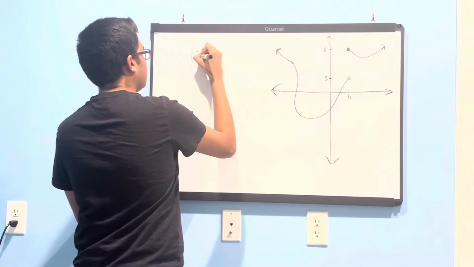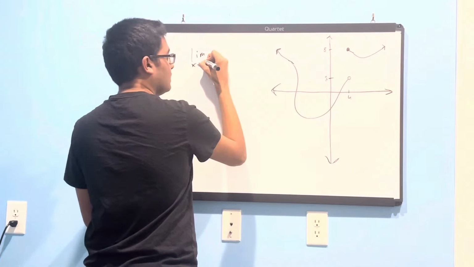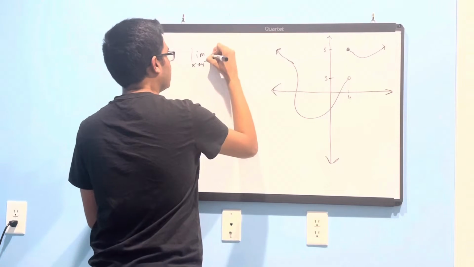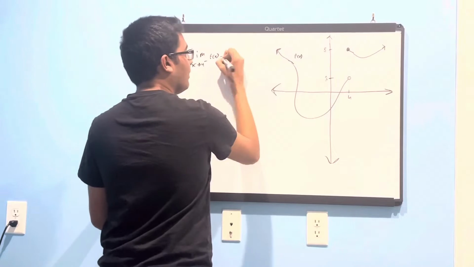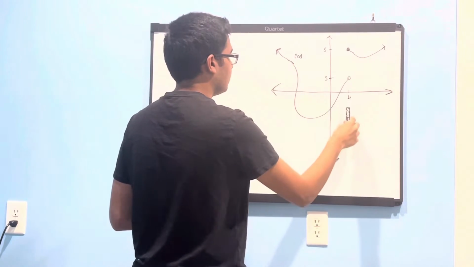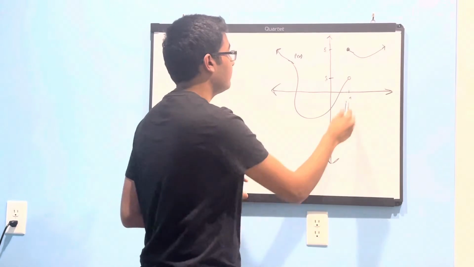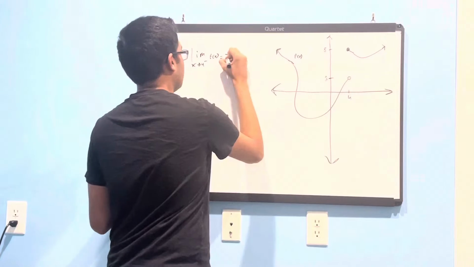So the limit as x approaches 4 from the left for the function f of x, and this function is named f of x, would be equal to, so let's see, we're approaching 4 from the left side of the graph, and as you can see, we get closer and closer to 3, so therefore it would be equal to 3, all right?